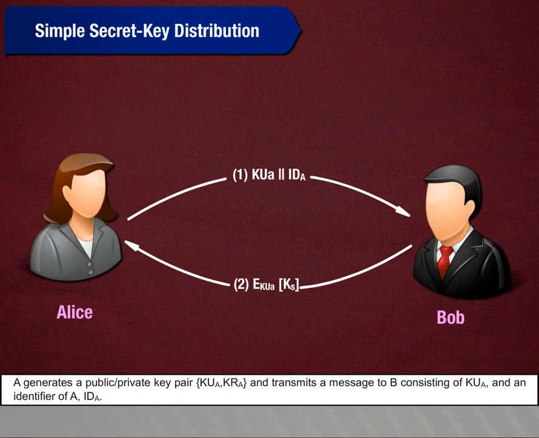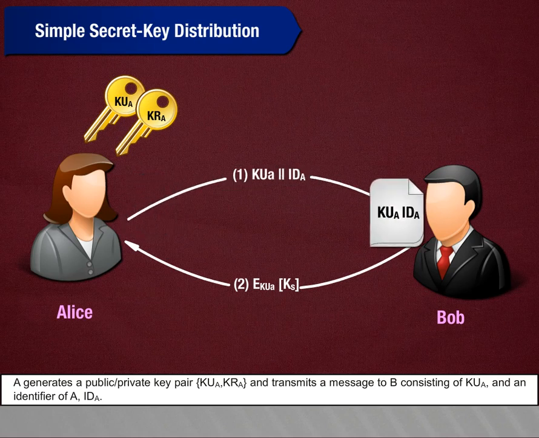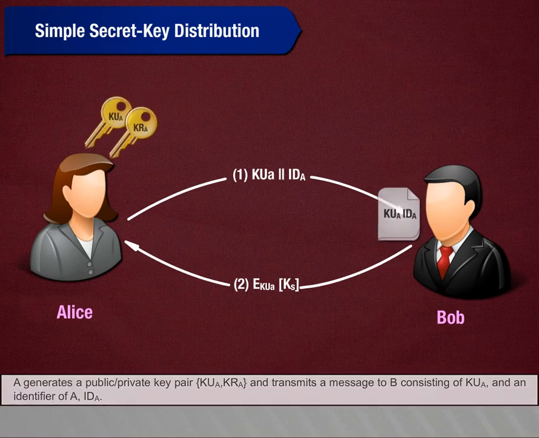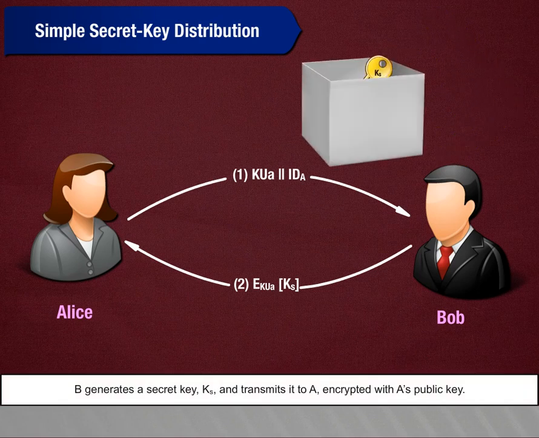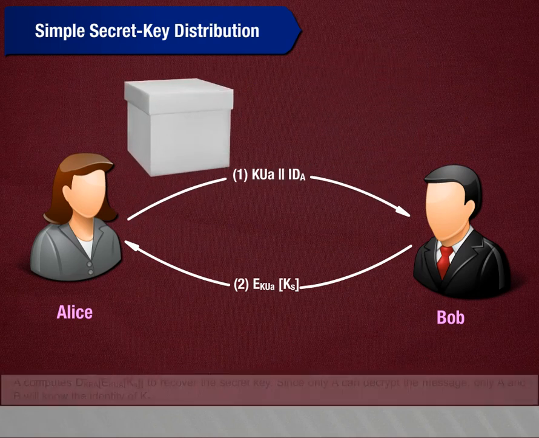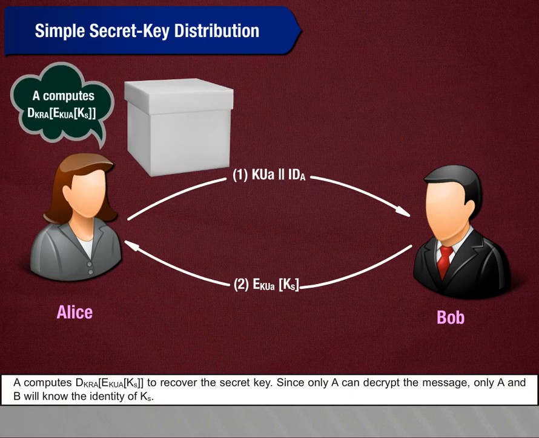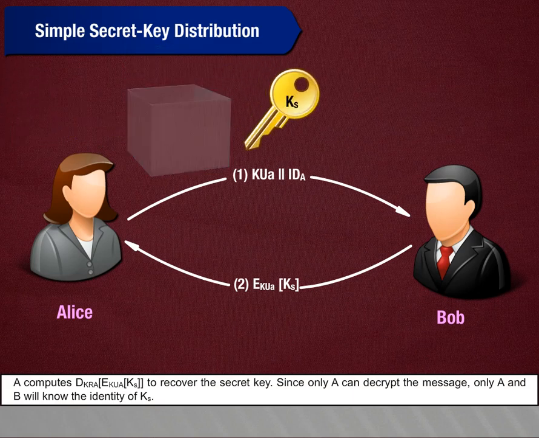A generates a public or private key pair, that is KUA, KRA, and transmits a message to B consisting of KUA and an identifier of A, IDA. B generates a secret key, KS, and transmits it to A, encrypted with A's public key. A computes D_KRA of E_KUA of KS to recover the secret key. Since only A can decrypt the message, only A and B will know the identity of KS.